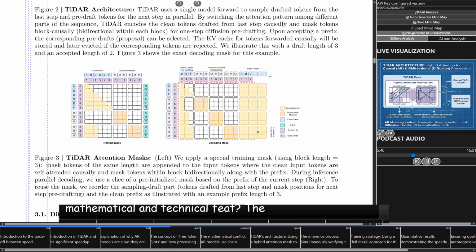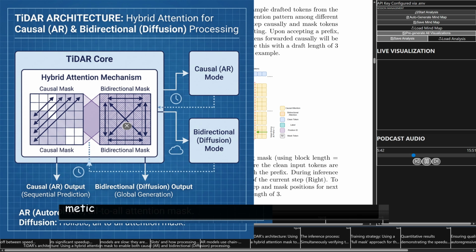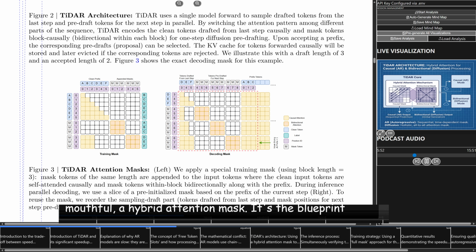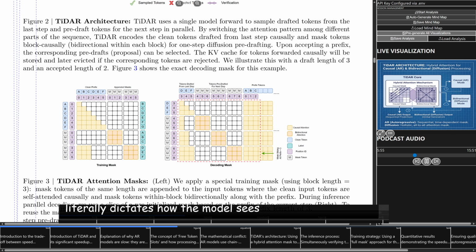The secret is a really meticulously engineered component. It's a structured, causal-bidirectional hybrid attention mask. Okay, that is a mouthful. A hybrid attention mask. It's the blueprint. It literally dictates how the model sees and processes tokens in that single forward pass, which allows it to simultaneously think in diffusion and talk in autoregression.